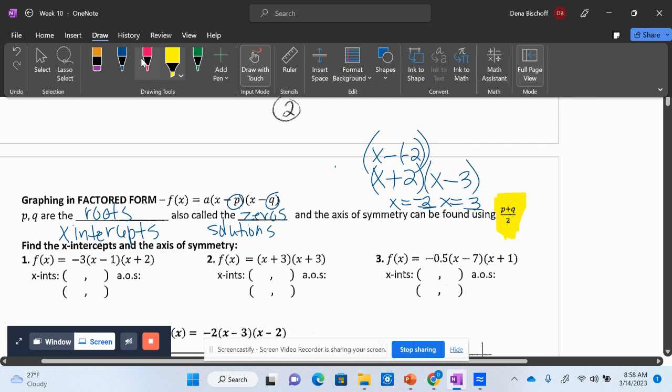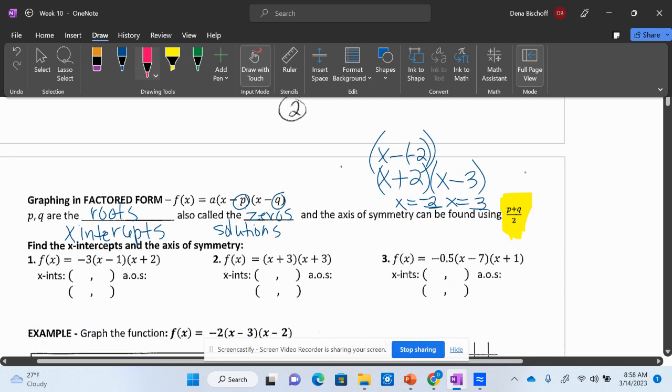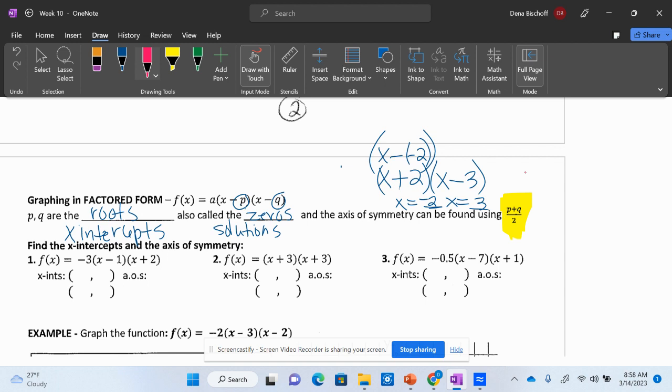Say that again. Sorry, when it's written in factored form, yes. When your equation is written in factored form, you can take your two roots, add them together, and divide by 2. You have to use the two roots, okay?